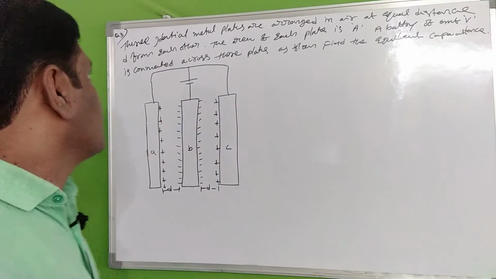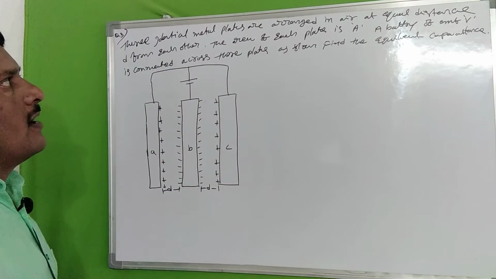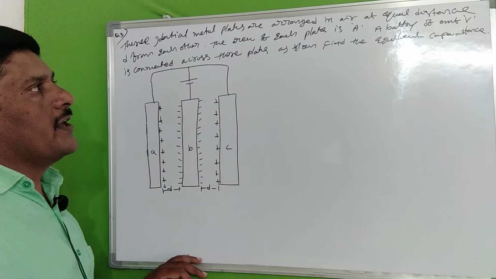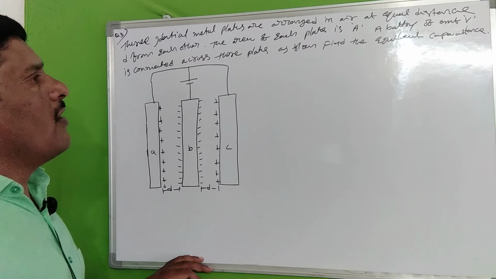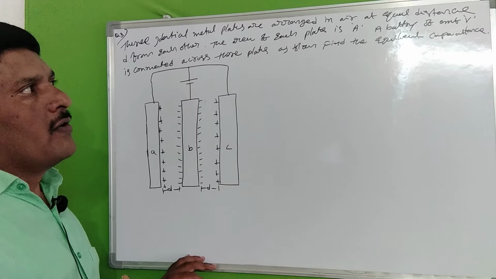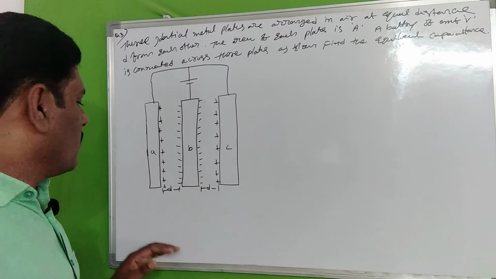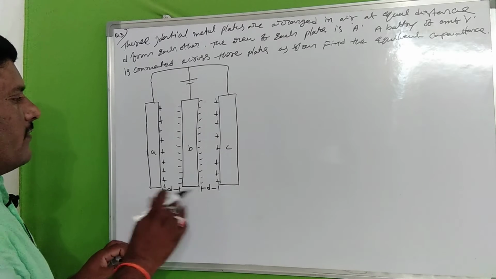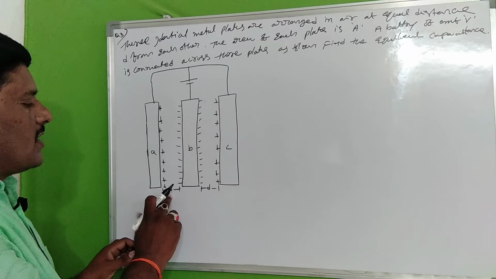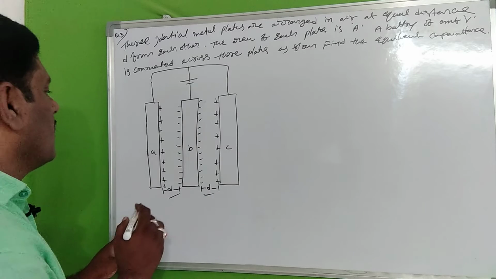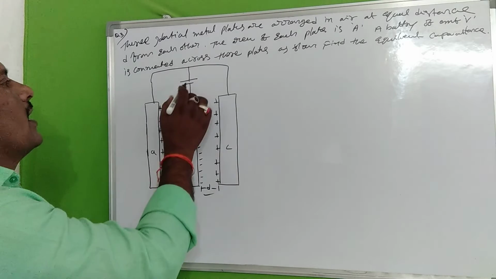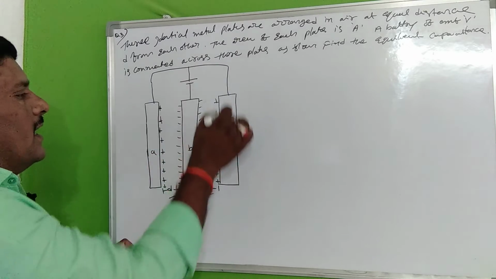Our third question is: three identical metal plates are arranged in air at equal distance D from each other. The area of each plate is A. A battery of EMF V is connected across the three plates as shown in the figure. Find the equivalent capacity. Now we clearly observe that here are given three plates, and the distance between two plates is equal. So this one is D, this one also D. Our plates are A, B and C. Here the battery is connected across A and C.